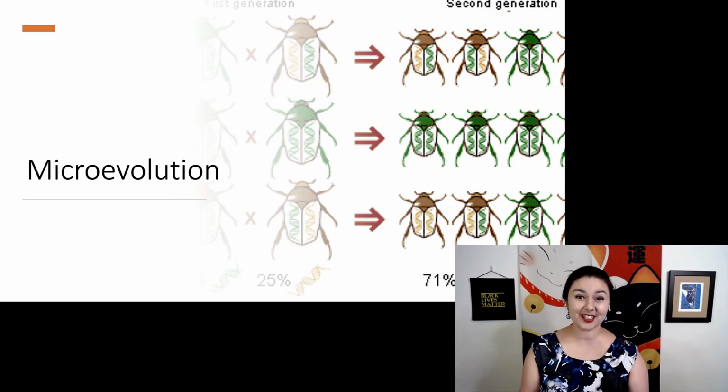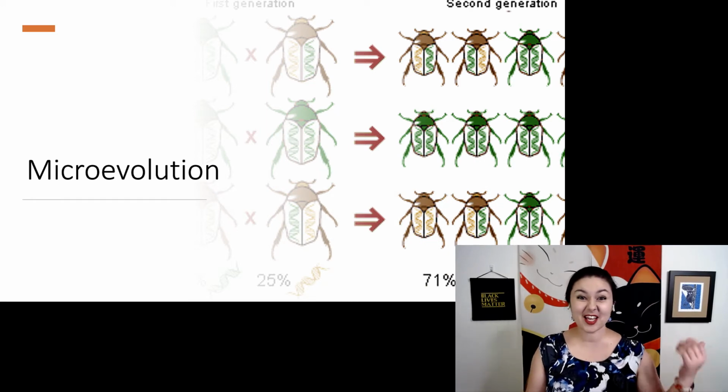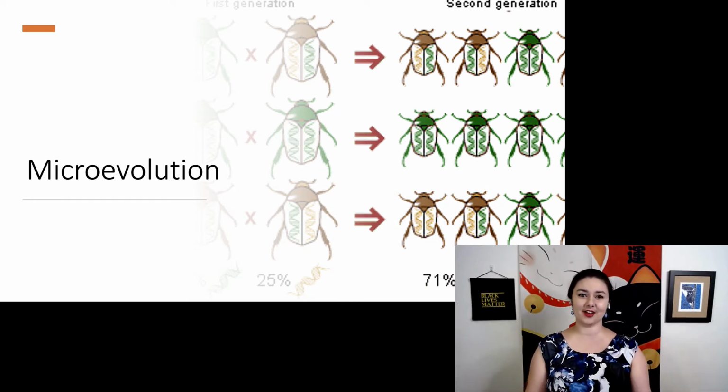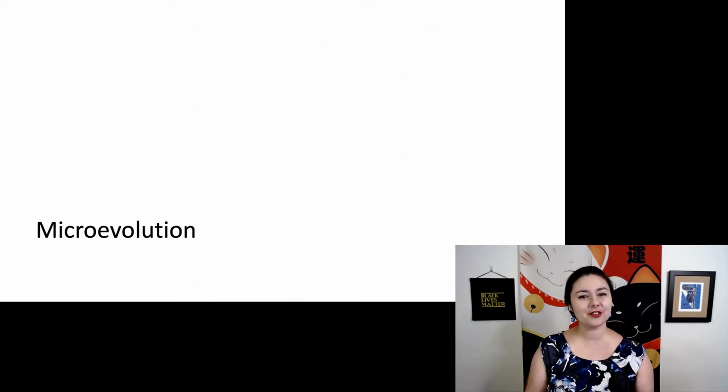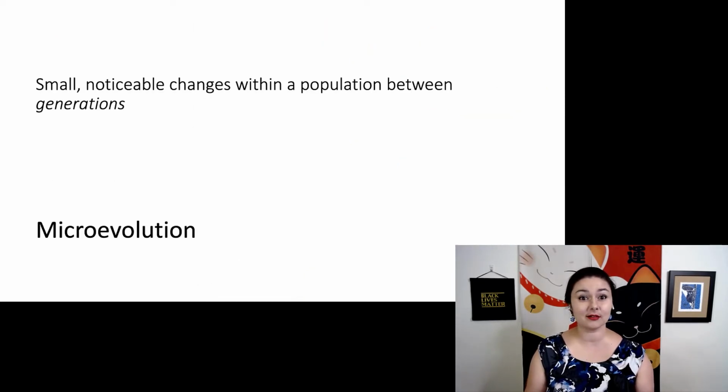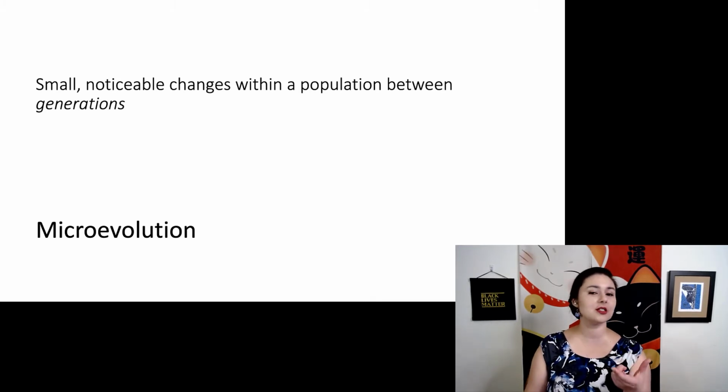Microevolution is an important concept to understand because it's something we can observe within our lifetimes, and that's not true for most of evolution. Microevolution is exactly what it sounds like. It is small evolution. Here we're talking about small, noticeable changes within a population between different generations. So all you need to do is have at least two different generations of a species to compare.